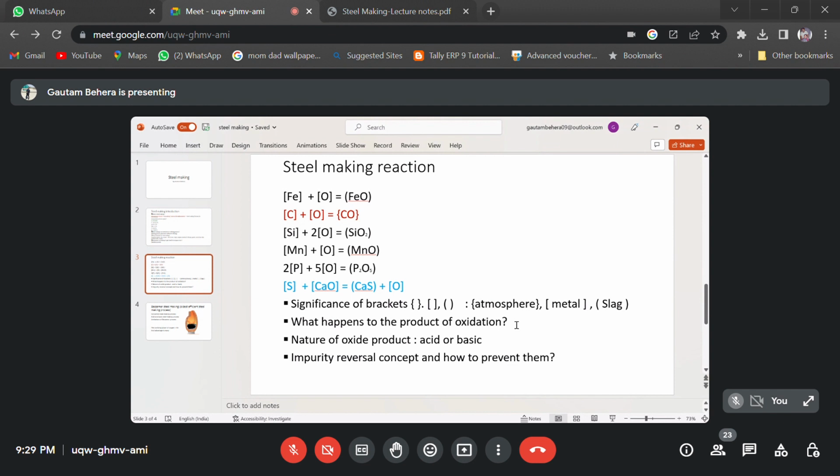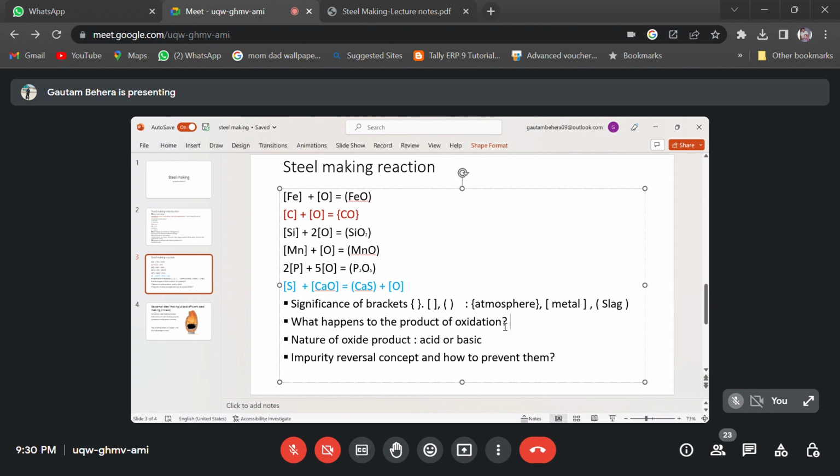Can you tell me the answer? What happens to the product of oxidation during steel making? One of the products is used as raw material for Portland cement. No, I'm asking what happens to the product of oxidation during steel making.